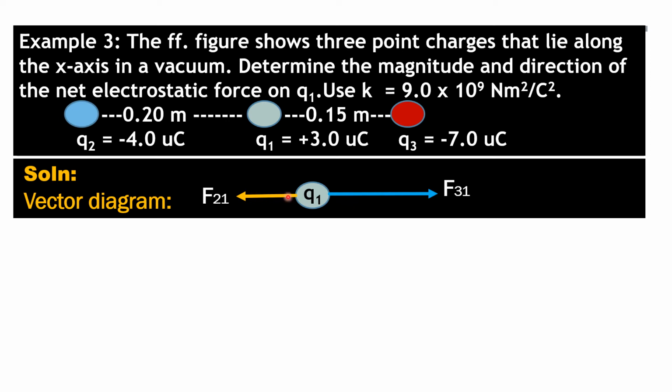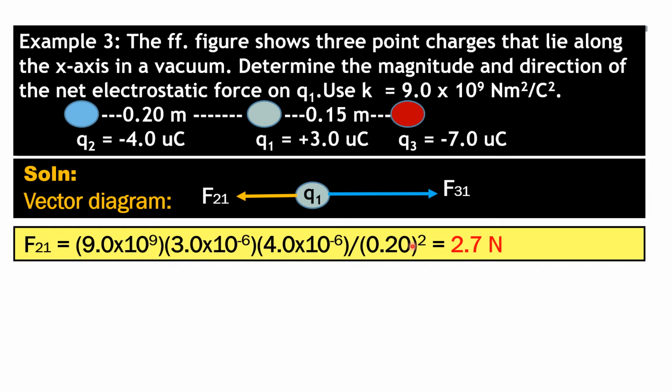So we are talking about concurrent forces such as F21 and F31, acting on the same charge, which is Q1. So it's only Q1 that we are analyzing in our vector diagram. How do we calculate each of these forces, F21 and F31?